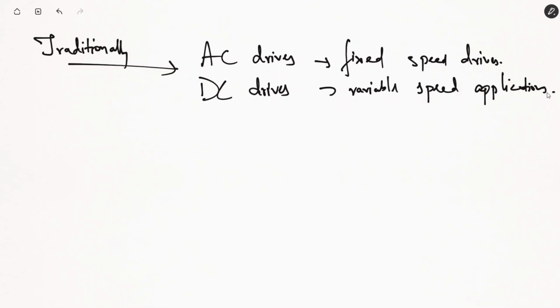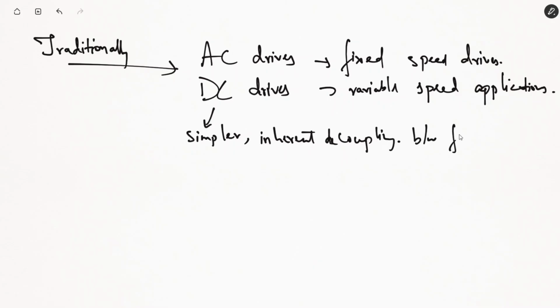The reason for this being that DC drives were simpler and there was an inherent decoupling. So the control was easier in case of DC drives as compared to the AC drives. While in case of AC drives, the speed control was much more complex and there was a natural coupling between flux and torque. So because of those reasons, AC drives were preferably used for fixed speed applications only and not for variable speed applications.